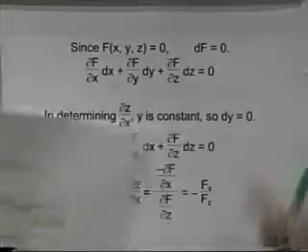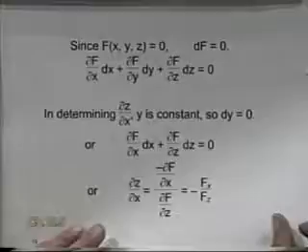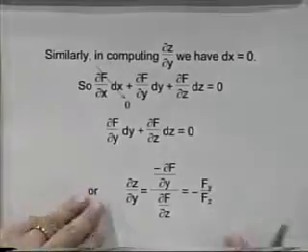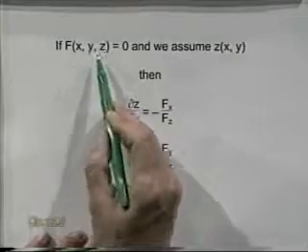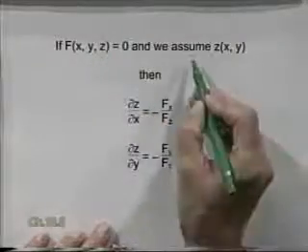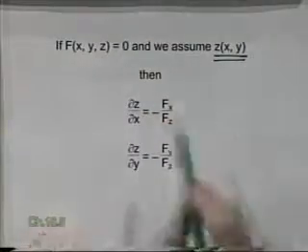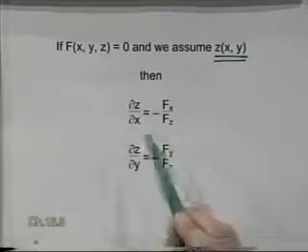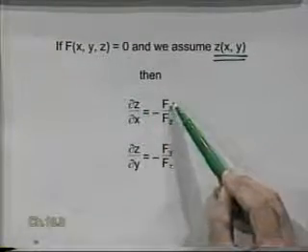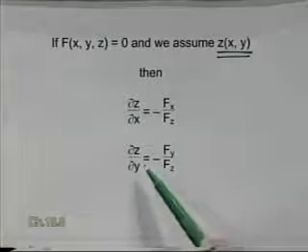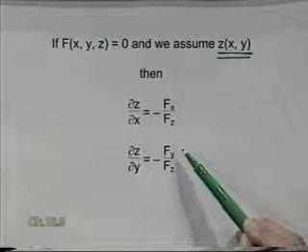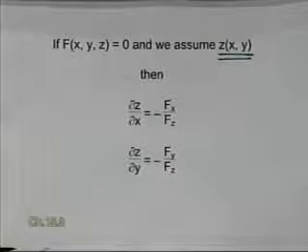But now here in your lecture notes, I have the derivation all written out for you, but I prefer to write the derivation myself all over again. In summary, if you have f of x, y, z equals 0, and we're assuming z is a function of x and y, then the partial of z with respect to x equals minus the partial of f with respect to x over the partial with respect to z, and the partial of z with respect to y is equal to minus the partial of f with respect to y over the partial with respect to z.